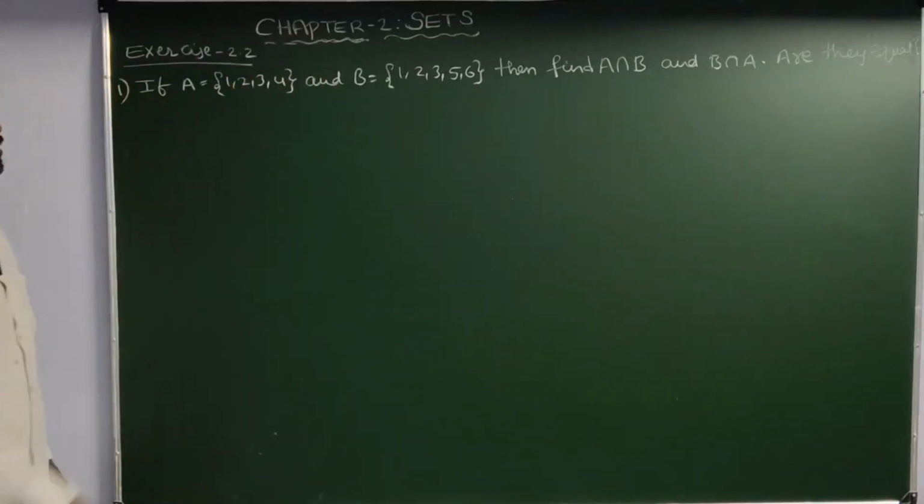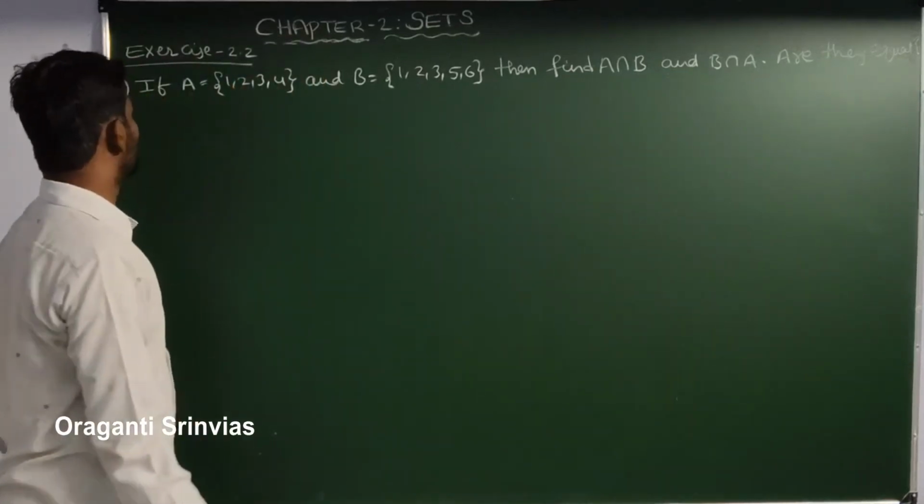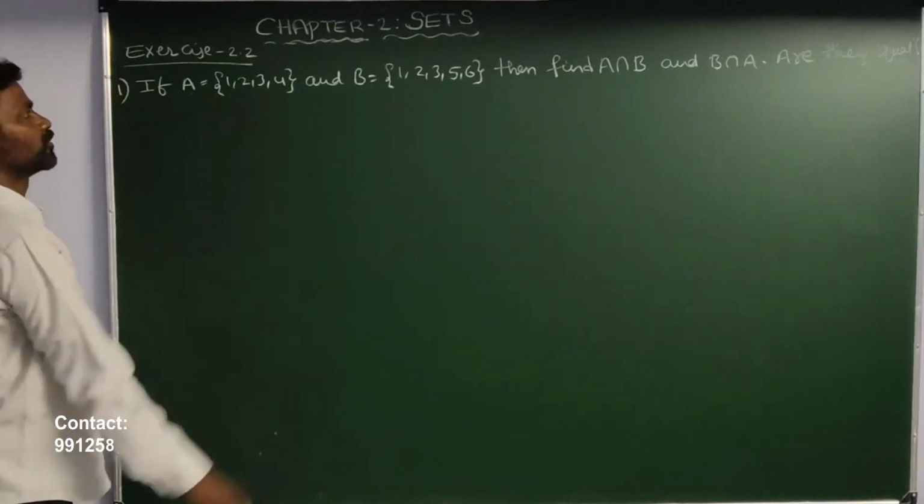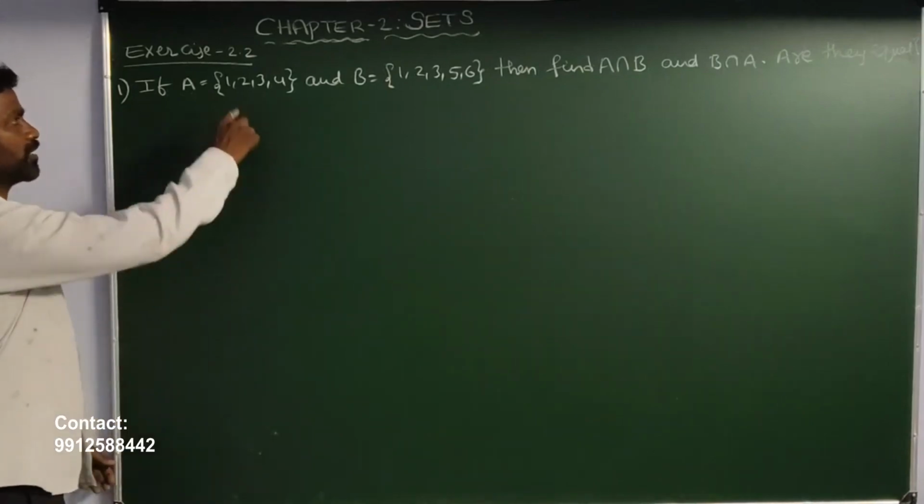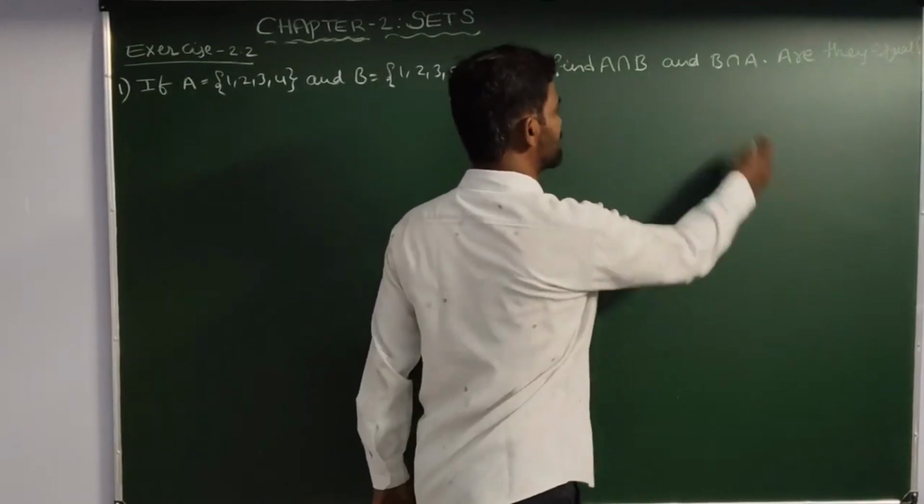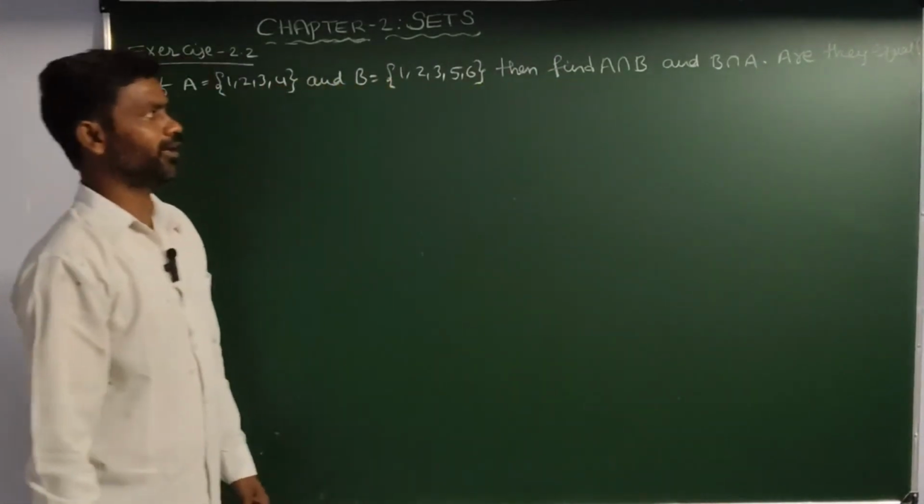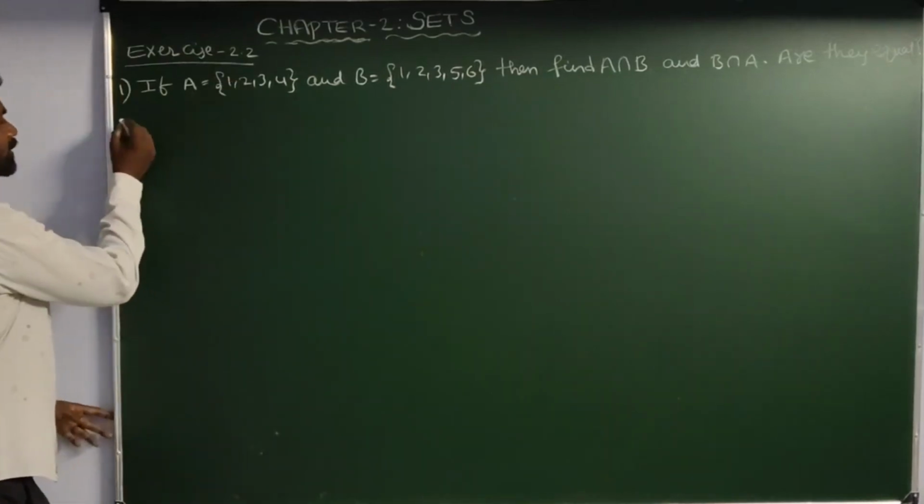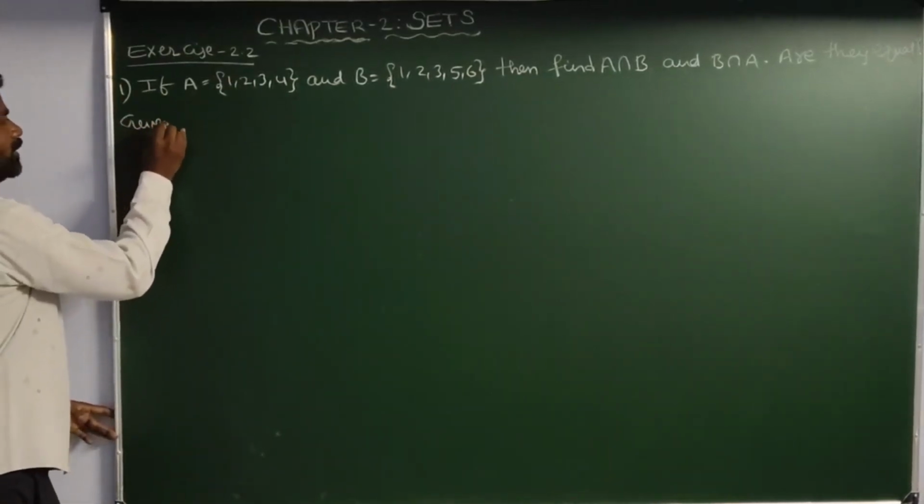Next, let us solve the questions of exercise 2.2. In the first one, set A is equal to {1, 2, 3, 4} and set B is equal to {1, 2, 3, 5, 7}. Then find A intersection B and B intersection A. Are they equal? So let us write the given data.